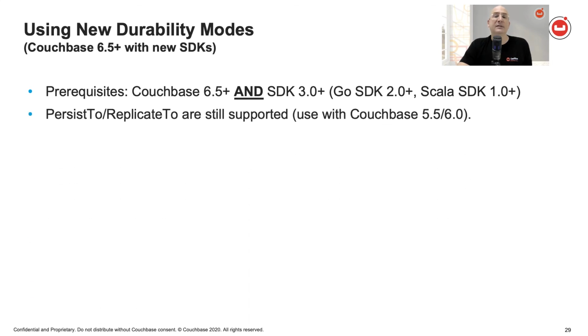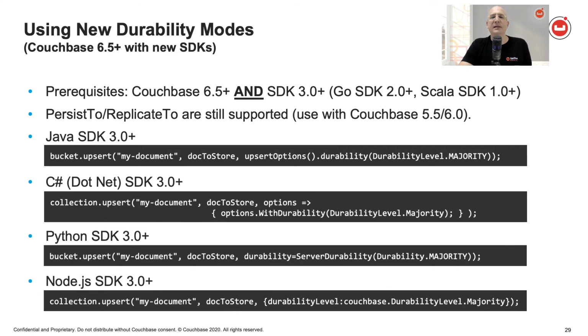The new SDKs still support the old durability modes, Replicate to and Persist to, and you can still use them, especially if you need to support Couchbase 5.5 or Couchbase 6.0. Here is an example in 4 languages for how to use the new durability modes. You'll notice that there is an enumerator that enables you to easily choose the right durability mode from a list of modes available, and that you can set the durability for every key value operation.